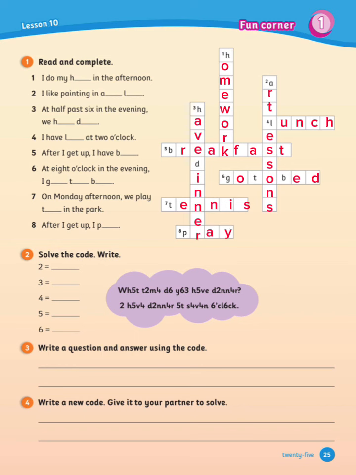Exercise number 2. Solve the code. Write. In this cloud, each number represents a letter. Let's try to read it and figure out which letter each number represents. Let's read. What time do you have dinner? I have dinner at 7 o'clock. Now, let's see what each number represents.